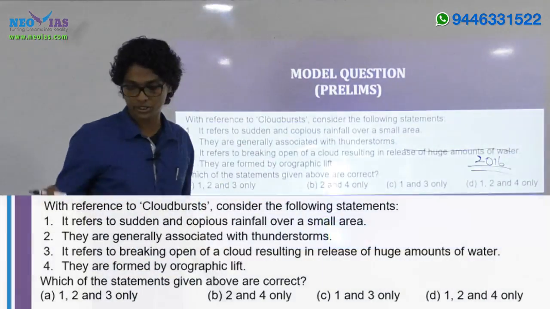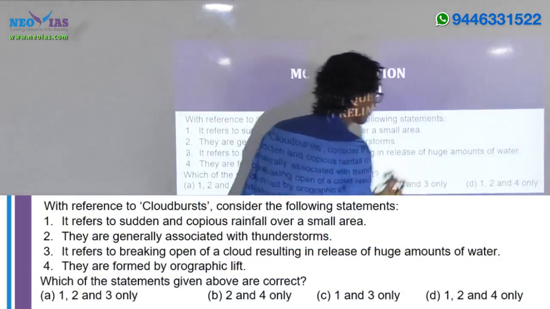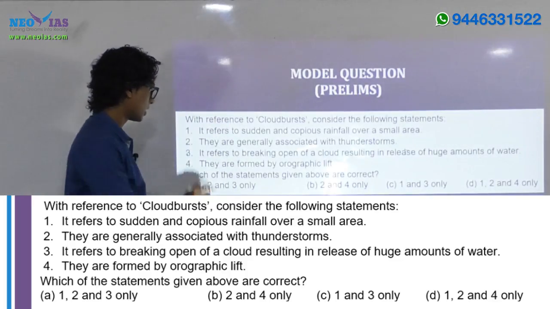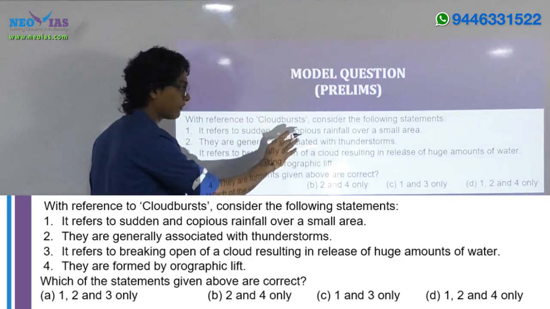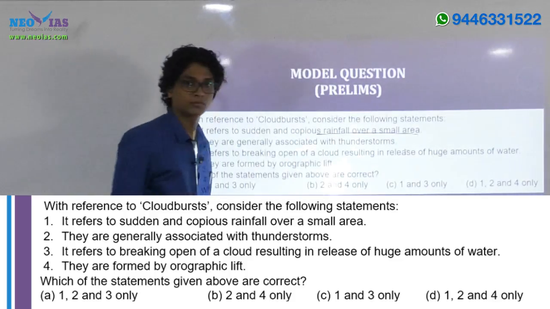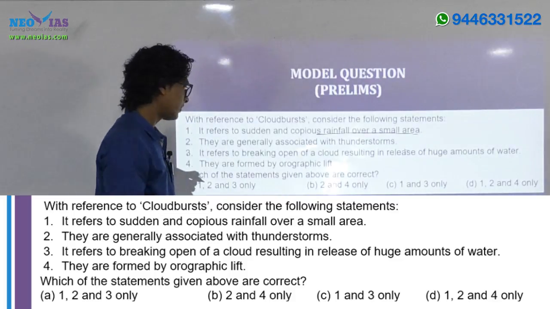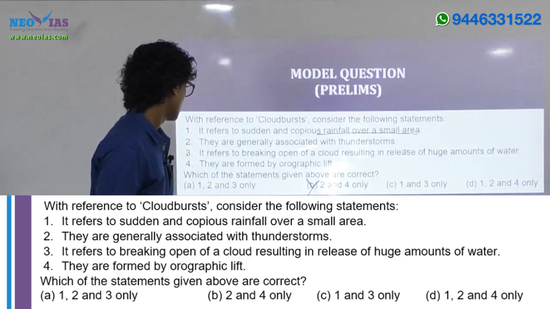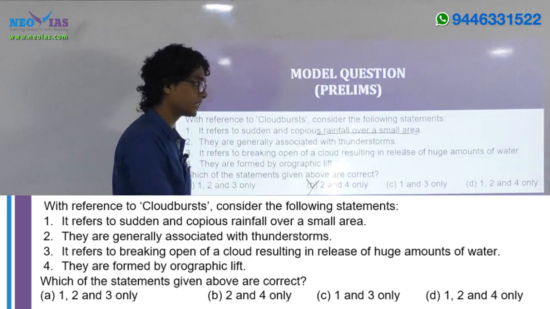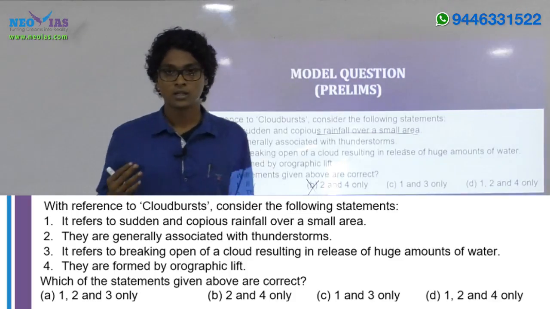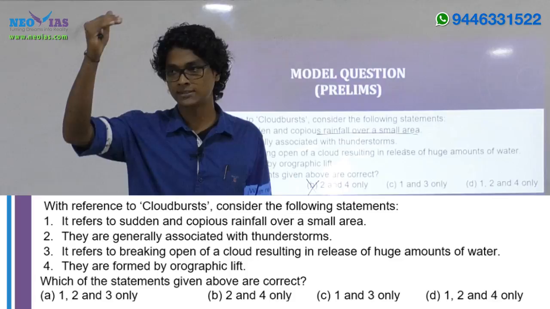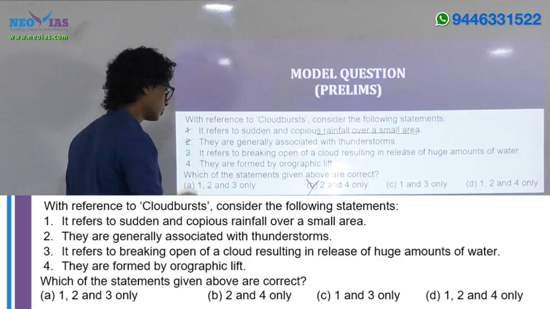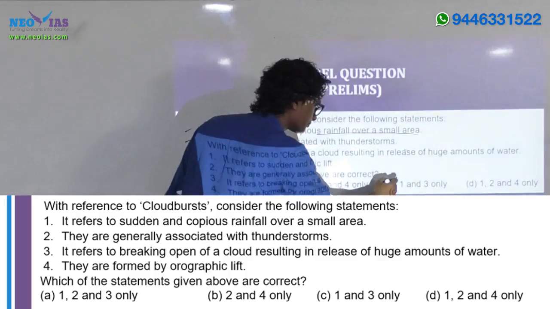Now let's solve the prelims model question from this topic. With reference to cloudburst, consider the following statements. Statement 1: It refers to sudden and copious rainfall over a small area. We know that it's true, right? So we can eliminate option B, because it doesn't have statement 1. The second statement: they are generally associated with thunderstorms. Again, we will have cumulonimbus cloud formation as well as thunder and lightning, so we have thunderstorms. The second statement is also true, so we can eliminate C.